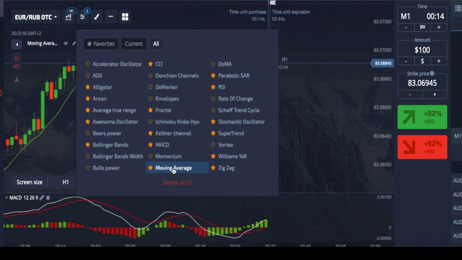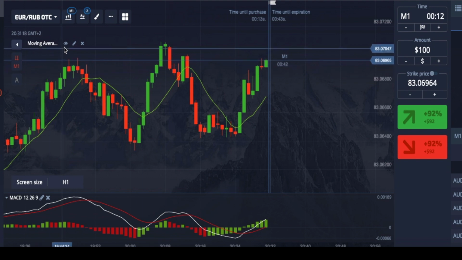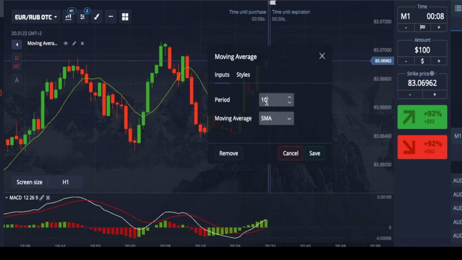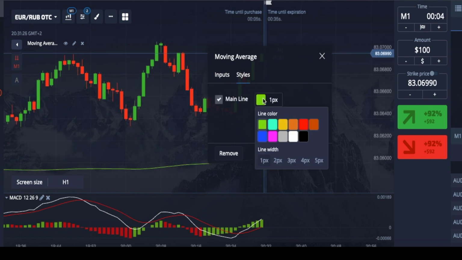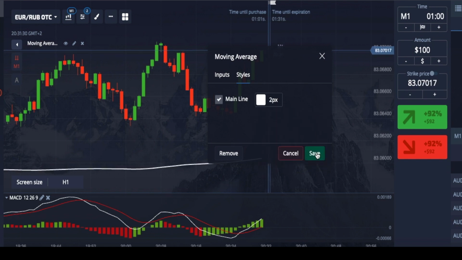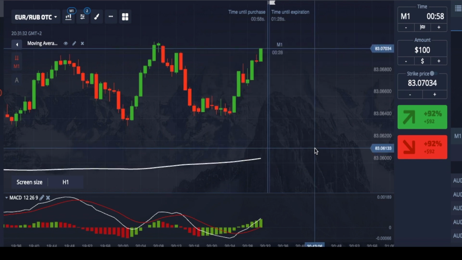Okay, and I also always like to have a moving average on here of 200. And I always make that bigger as well.